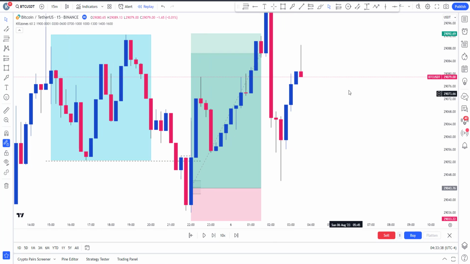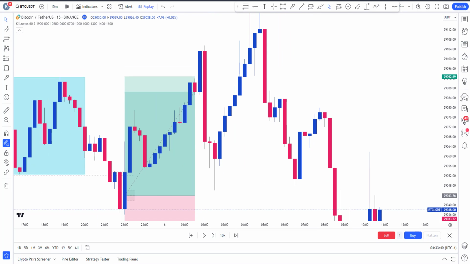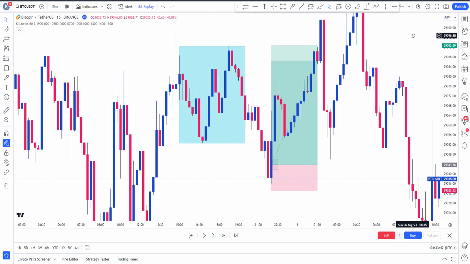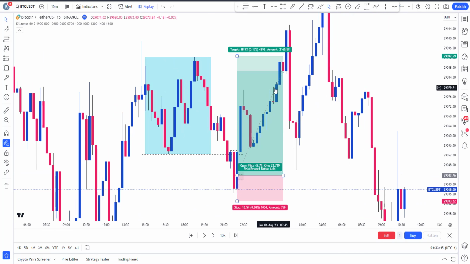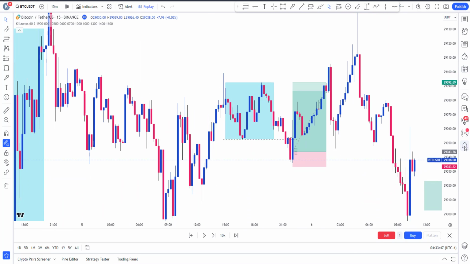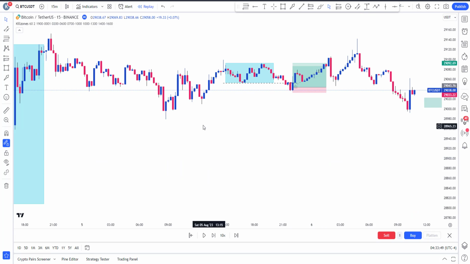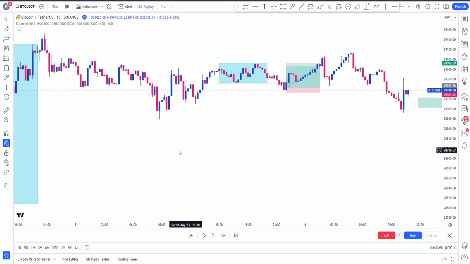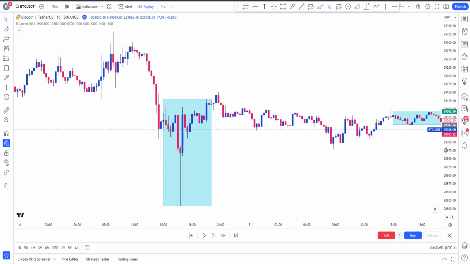Okay, so this is it. The replay option is delayed. I don't know why, but you can actually see how the trade worked in that manner. So we've tested at least two. The next one is here.